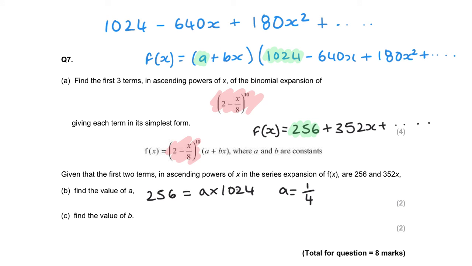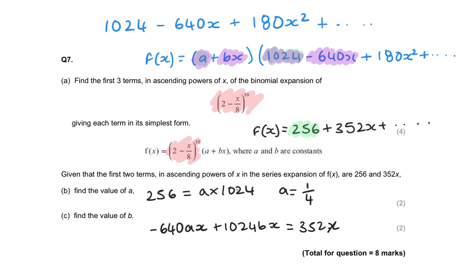Then, the next is, how do I achieve x? Well, there's two ways to achieve x. I can do my constant multiplied by my value with the x in. So that is minus 640ax, or I can do my bx multiplied by this constant, which is plus 1024bx. And we know that this equals 352x.